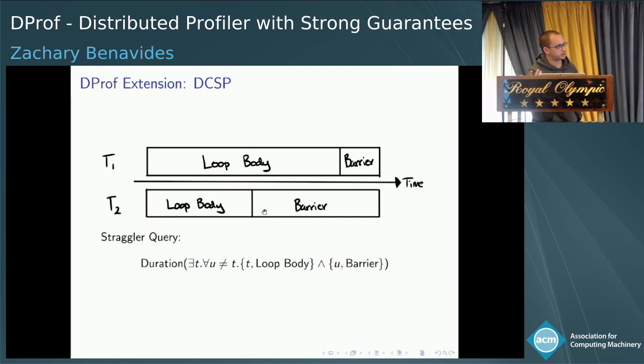And then once you have this data structure, you can evaluate different queries over it in order to figure out performance, in order to find performance bugs and things like that. So this is an example of a CSP query that would find the duration of time that the program spent in a straggler state. So this is where all the threads but one are waiting in a barrier for one thread to finish their workload. So this can be indicative of workload imbalance in distributed programs. So it essentially says there exists a thread T such that for all threads U not equal to T, T is in the loop body and U is in the barrier.